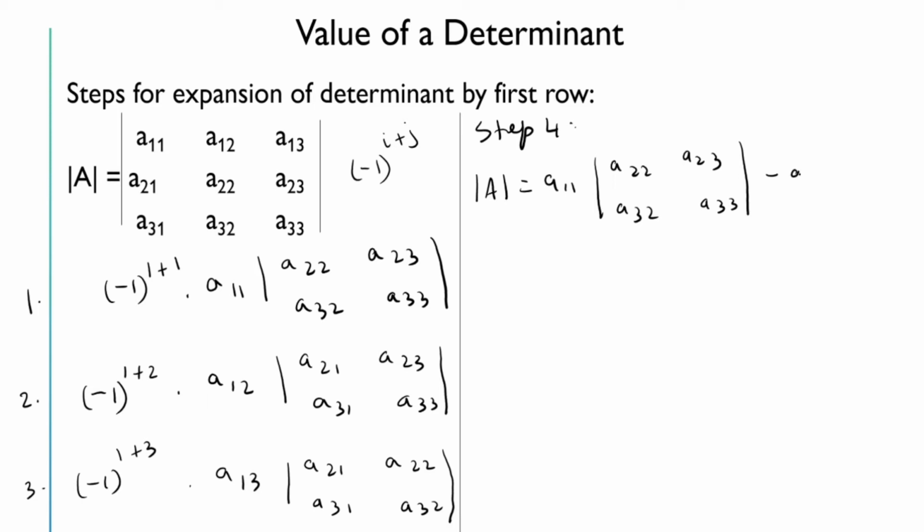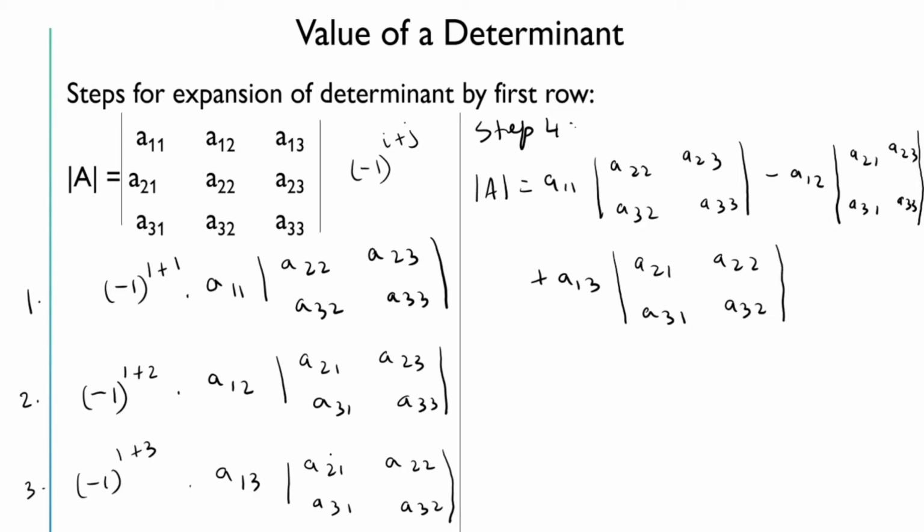So minus A12 into the determinant of A21, A23, A31, A33, then plus, here minus 1 the whole raised to 4 will be plus 1. So here plus A13 into the determinant of A21, A22, A31, A33.